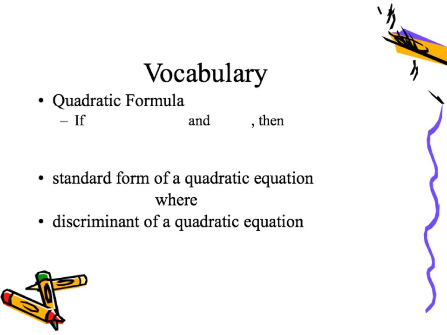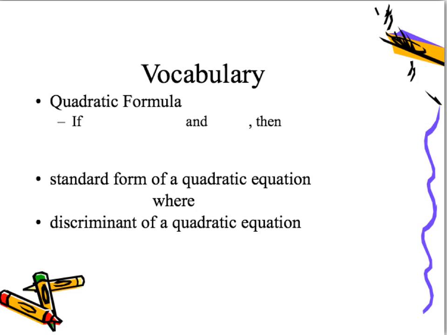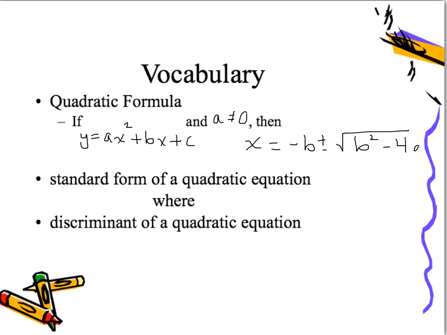So before we left class today, we were talking about the fact that the quadratic formula is a way to solve an equation in the form y equals ax squared plus bx plus c. Now, a cannot equal 0, because if it did, you wouldn't have an x squared, and therefore it wouldn't be quadratic. And the quadratic formula says x equals negative b plus or minus the square root of b squared minus 4ac, all over 2a. And we're going to be using that quadratic formula a ton to help us solve these quadratic equations.